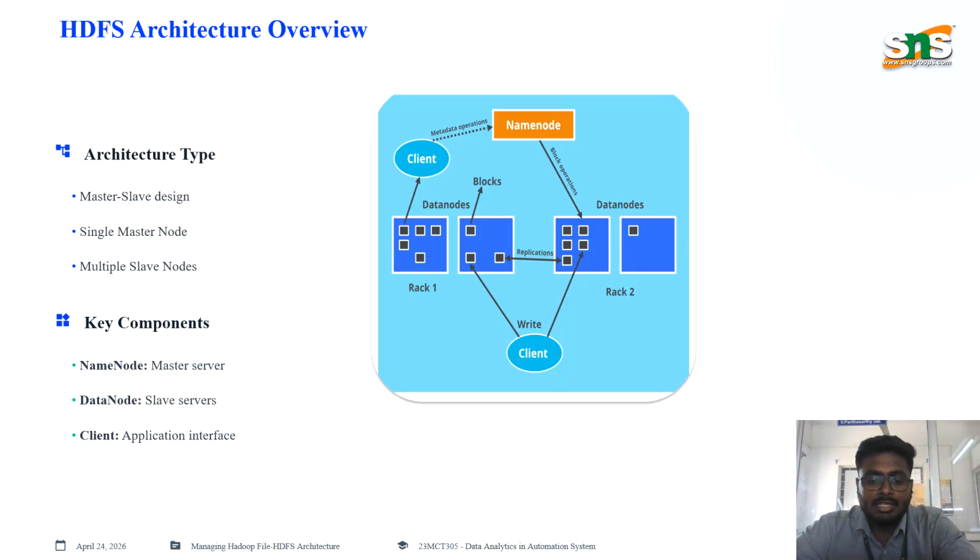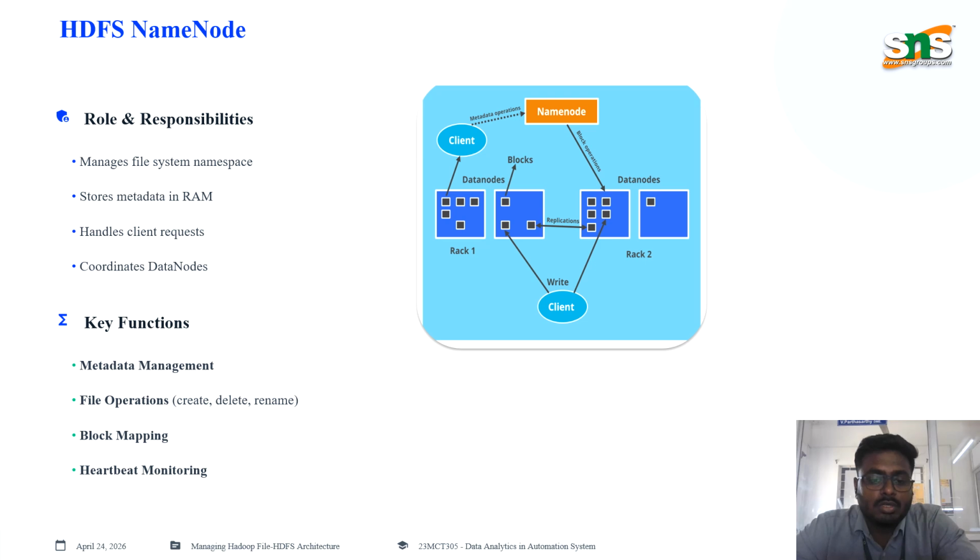The HDFS architecture overview. HDFS follows a master slave architecture. There are 3 main components: name node, data nodes, and client. The name node acts as the master server, the data nodes act as the worker or slave nodes, and the client interacts with the system. The name node controls everything, while data nodes store the actual data.